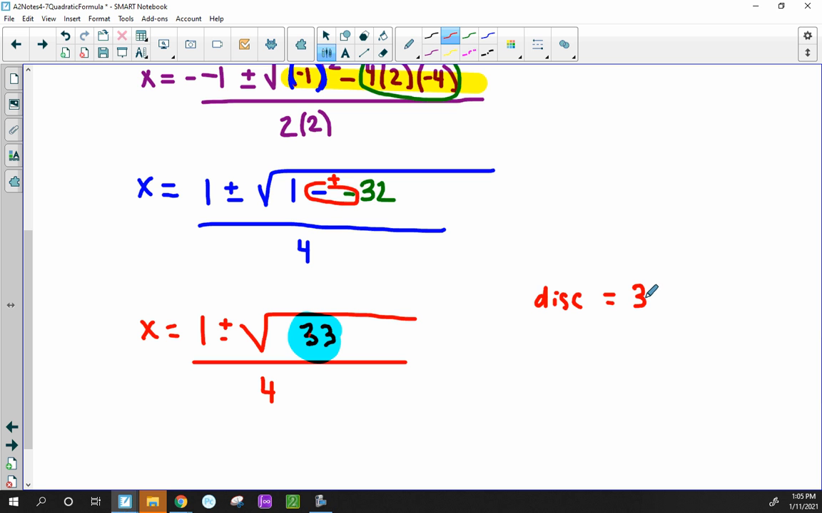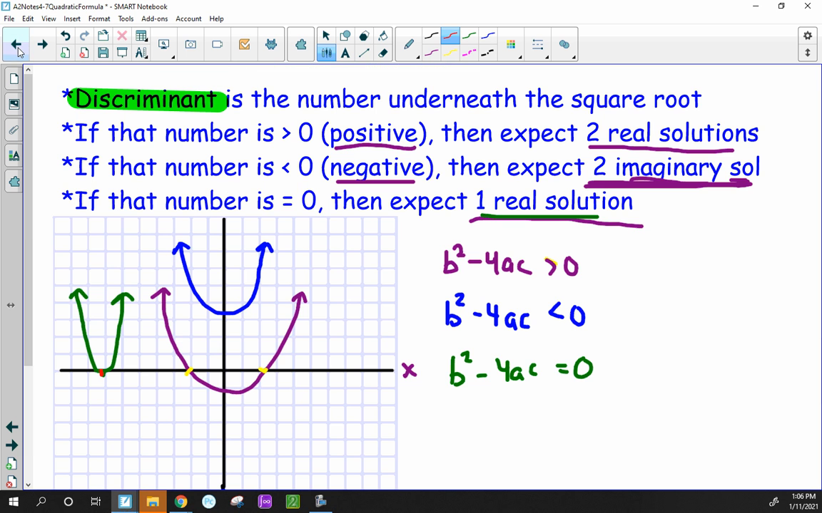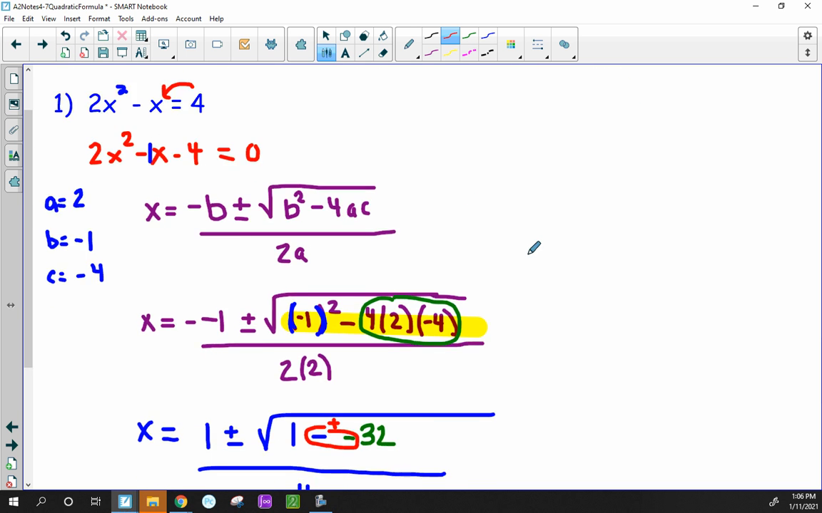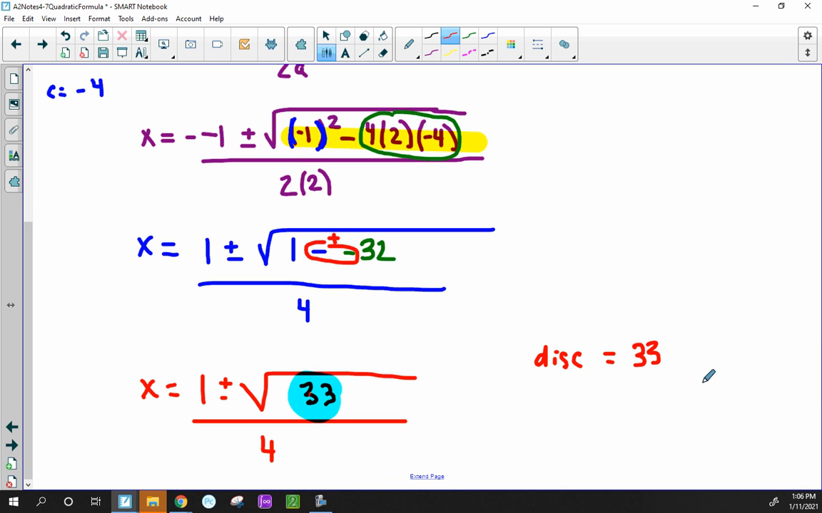Because the discriminant is a positive number, that means, based on our notes, you are expecting to get two real solutions. So I'm going to just make that comment to the side. Two real answers. Now, the rest of this is going to show you how to actually find those answers.